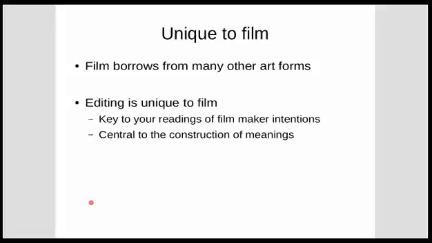So it borrows from many other art forms. For example, you might say that lighting comes from theatre and from painting or from photography, that the actual stuff of film has its origins in photography. Lenses come from optics. But editing is unique to film. That placing two shots together, shot A and shot B, we'll say for now, has an impact on audiences. And it's key to our understanding of how filmmakers put their sequences together to make meaning.